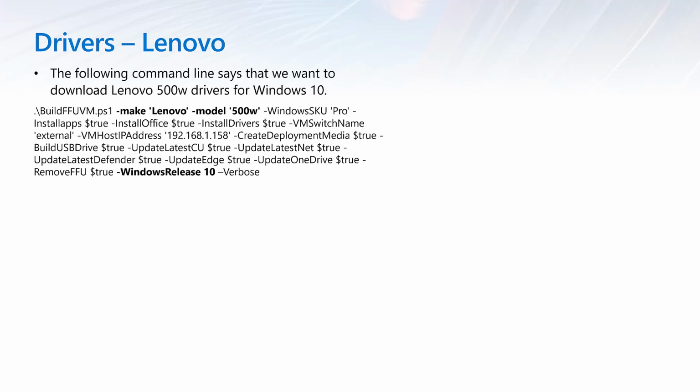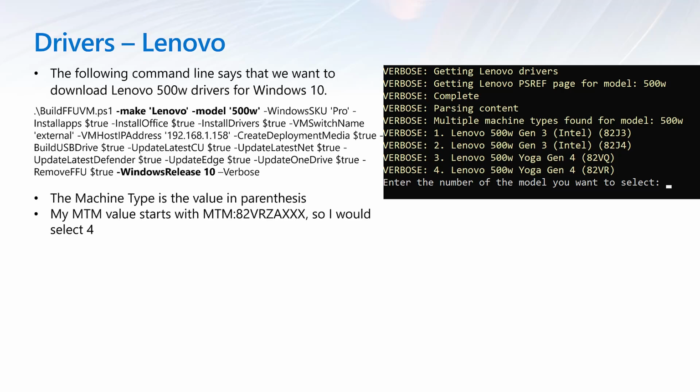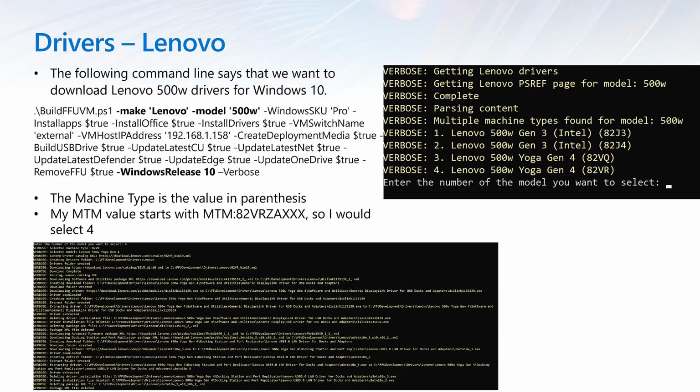In this example, we do something very similar to the other ones, where we're looking for a Lenovo 500W, and we're doing Windows Release 10. In this case, we get prompted for picking the correct machine type. I want number 4. The machine type value is the number in parentheses. As I mentioned, I want number 4 because that's what my MTM value looks like on the bottom of my device. When I do that, it's going to start to download all the different drivers for all of the hardware.